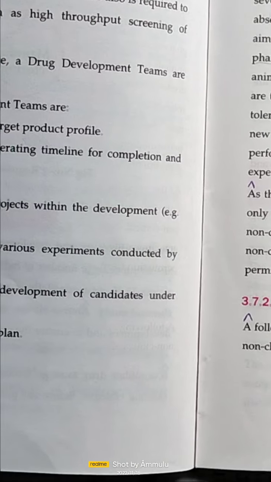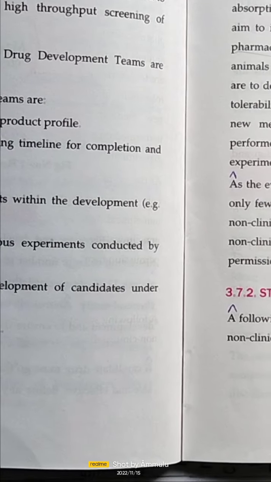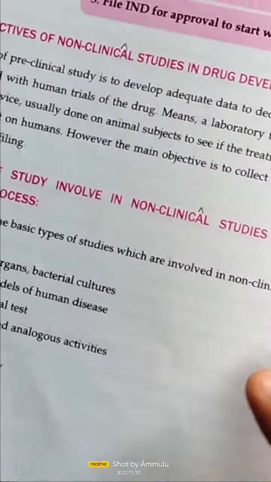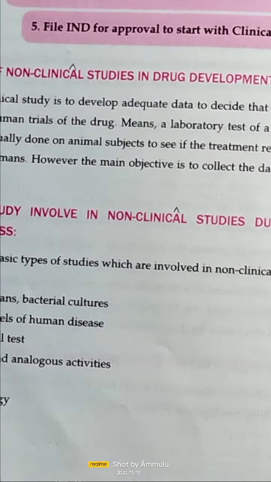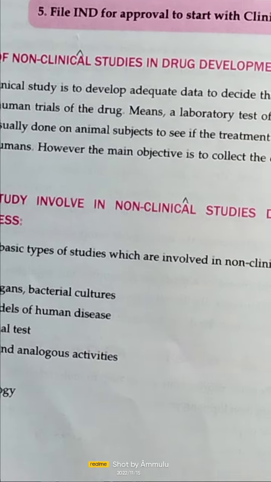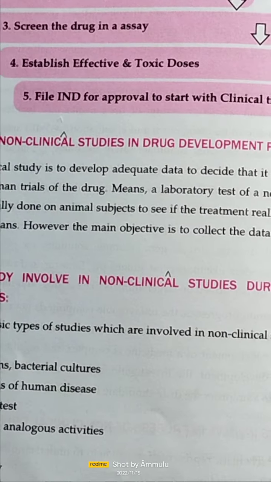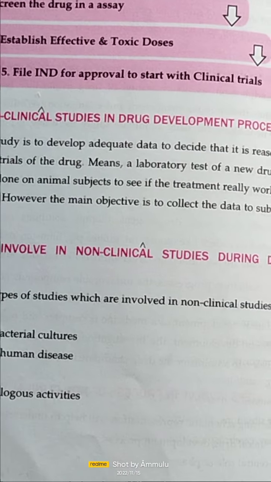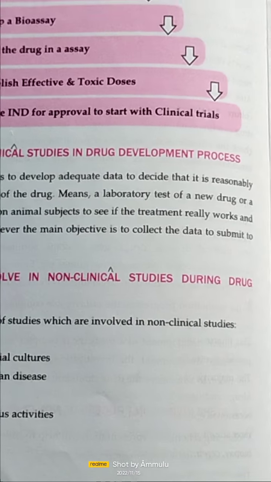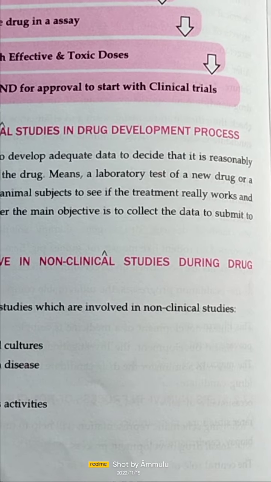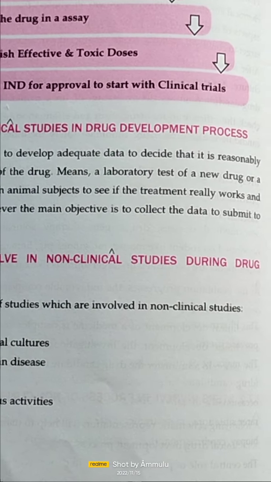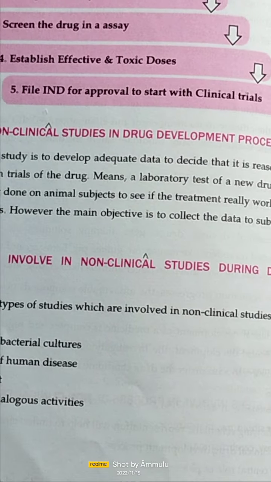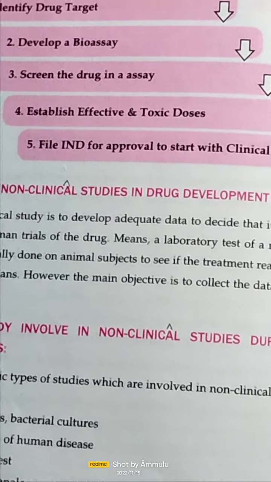Some steps involved in the non-clinical drug development process are: identifying the targeted drug, developing a bioassay, screening the drug in the assay, and establishing the effective and toxic doses. After that, finally, an investigational new drug file can be prepared for approval to start with the clinical trials.